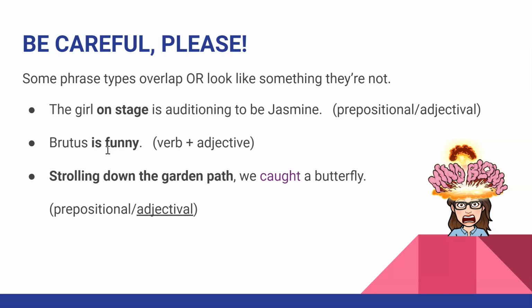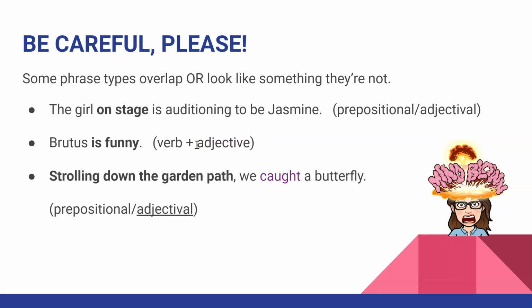And a third example is: strolling down the garden path, we caught a butterfly. Now, we caught a butterfly is our main independent clause, and caught is my main verb. So strolling is not the main verb, okay? So you might think it's a prepositional phrase because it's got the preposition down, down the garden path, but the word strolling ruins that. Technically, it's describing we, because it's what we are doing, but you could also make an argument that it's an adverb phrase because it's describing where or when we caught the butterfly.